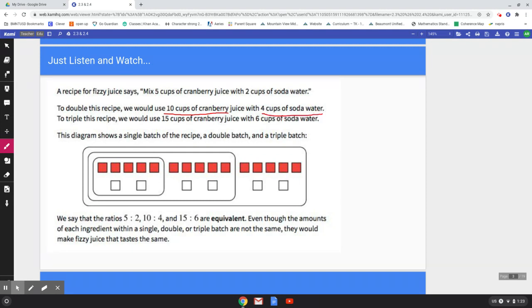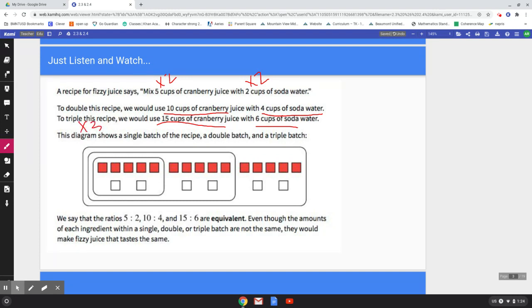So basically what's happening is this 5 is really being multiplied by 2, and this 2 is really being multiplied by 2. And we will always multiply it by 2 when we're doubling it. Now, the next part says to triple the recipe, we would get 15 cups of cranberry and 6 cups of soda. So when we are tripling a recipe, we would multiply that recipe by 3.